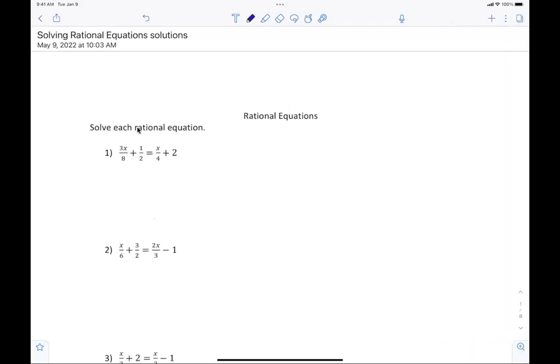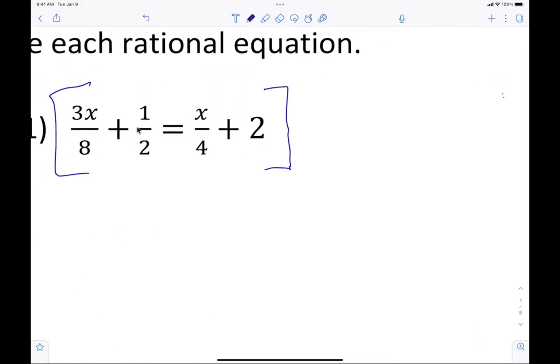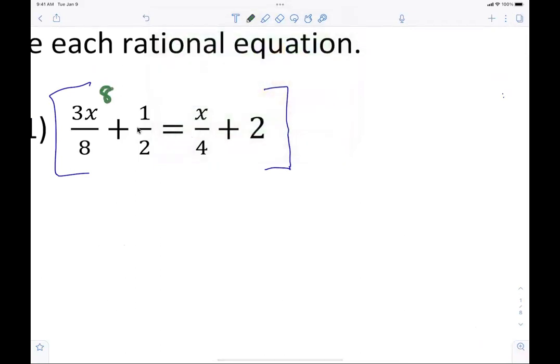Okay, so solving rational equations. You want to multiply through by the common denominator. Now, in this particular case, the common denominator is 8. So essentially what I like to tell kids is that you multiply each term by 8, and the reason you're doing that is because that'll eliminate the denominator.